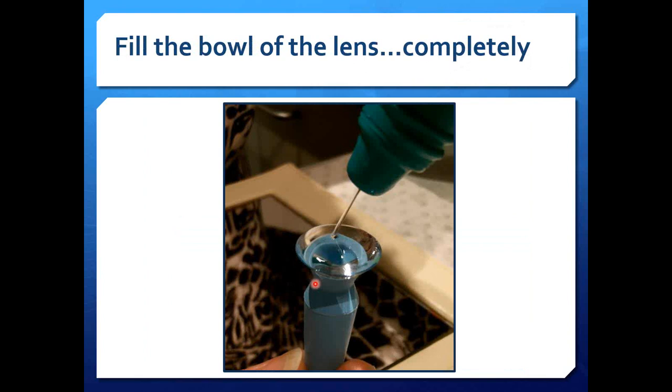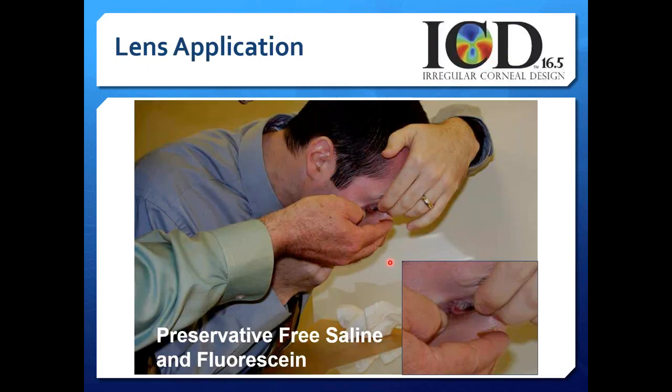Now, as we said earlier, fill up the bowl full of fluid prior to insertion with the preservative-free saline, then fluoresce that bowl. And the majority of the fluorescein, again, is going to be squeezed out, so use lots and lots and lots. And then have the patient lean over so they're looking parallel to the ground, and we have the patient pull down on their lower lid while we pull up on their upper lid and then bring the lens up toward the surface of the eye.